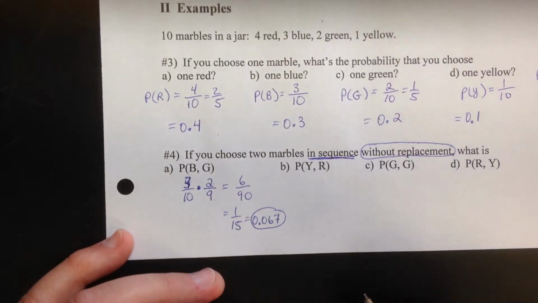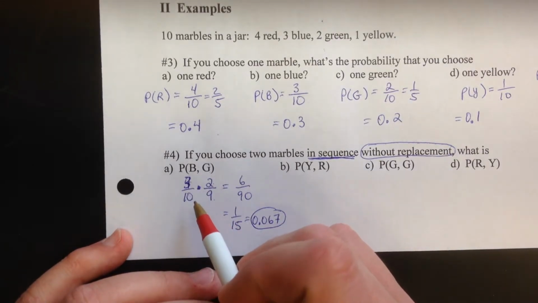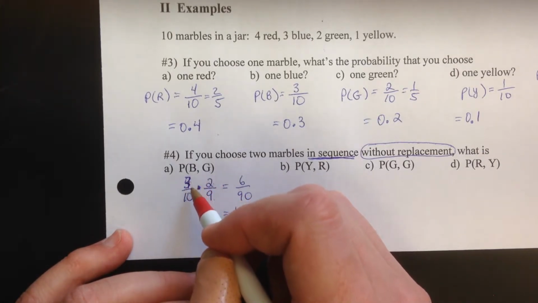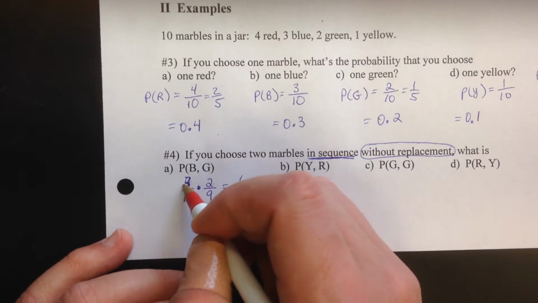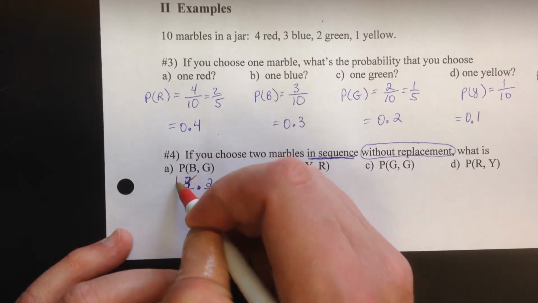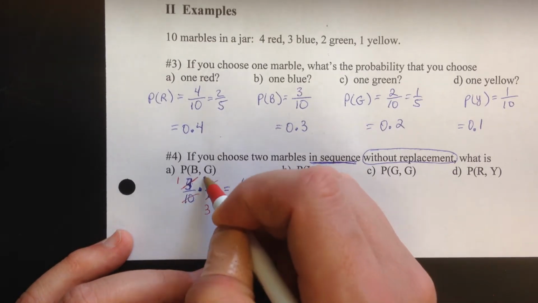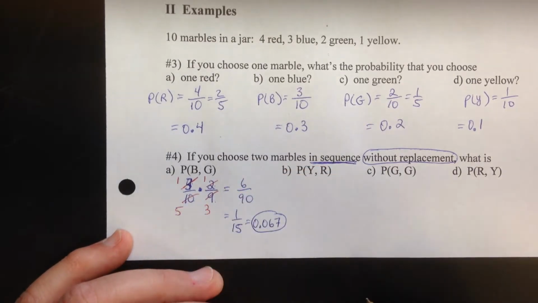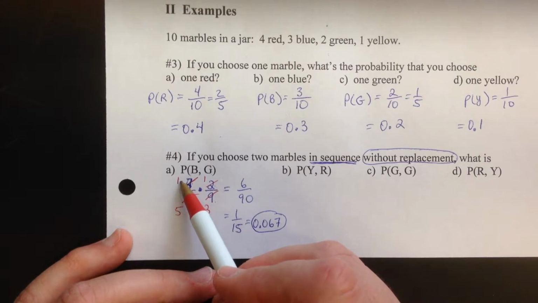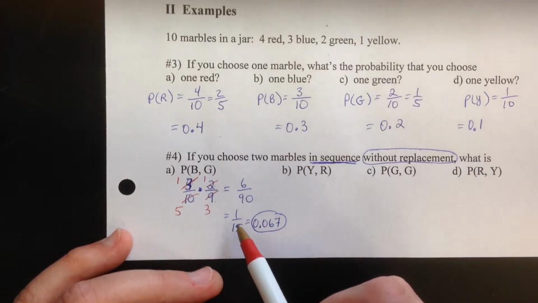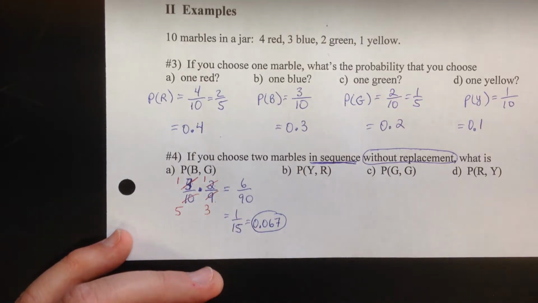But the other thing you can do, which might be easier, is to actually reduce first. I can take any number in the numerator and divide it by any number in the denominator. I can reduce 3 and 9. That'll give me 1/3. I can do 2 over 10, which reduces to 1/5. And notice that what's left over, if I multiply in the numerator, 1 times 1 is 1, and 5 times 3 is 15. And there you go. That might be a simpler way to do it.